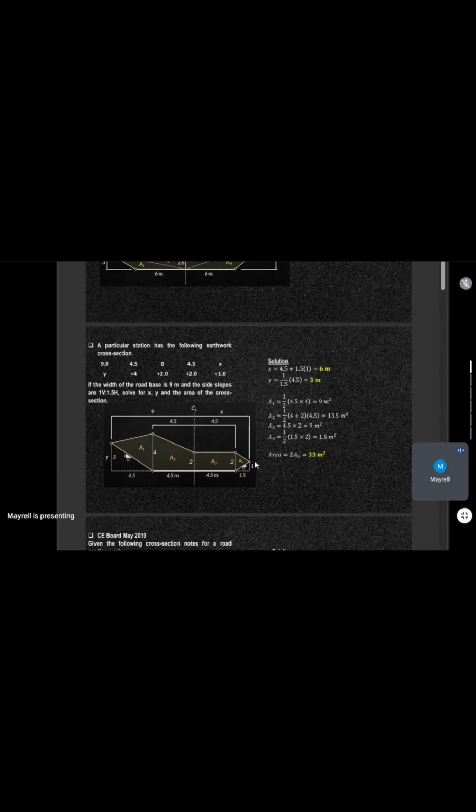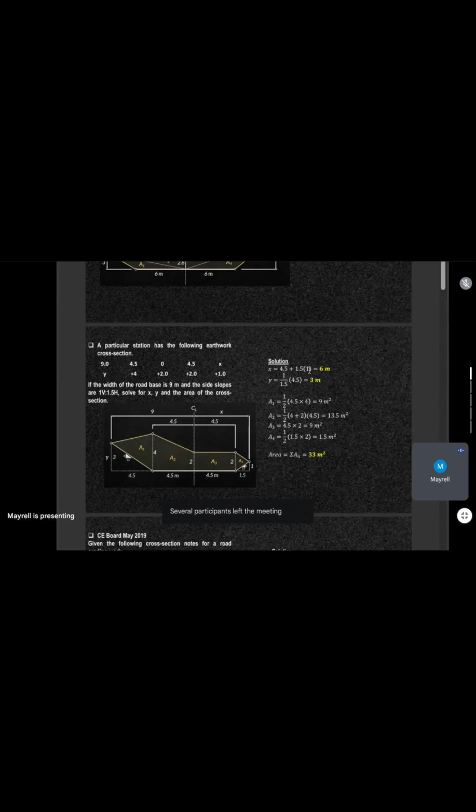And here on the other side, given the vertical of 1, and you know the ratio of the side slope, so you can solve for this distance. So that is 1.5. So x is just 4.5 plus 1.5. So x is 6 meters. Or here, x is 4.5 plus 1.5 times 1. So that is 6 meters.